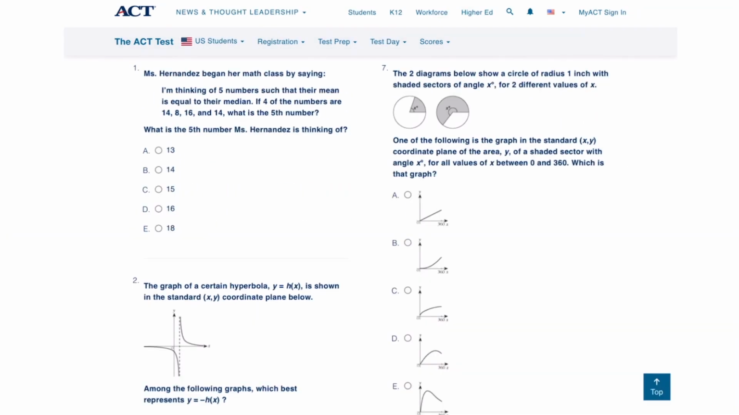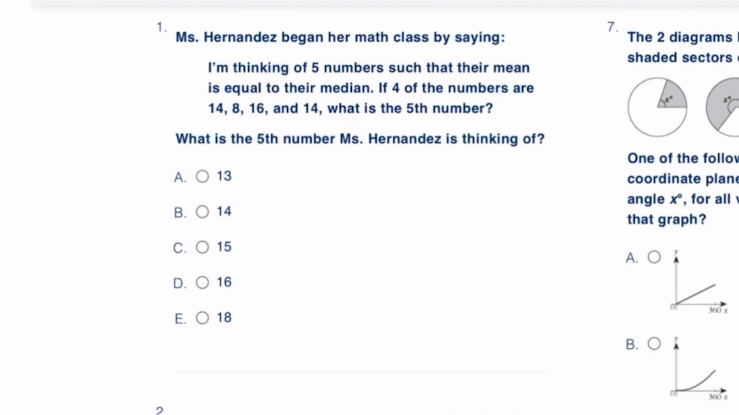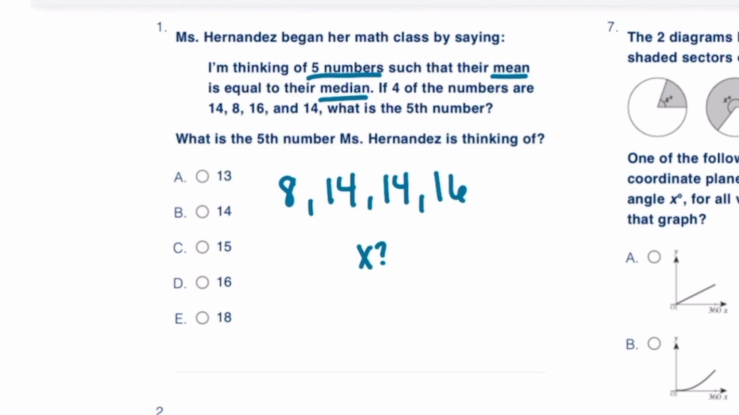Otherwise, keep watching. So for our first problem here, we're going to use some problem solving, and then we're going to use our average or mean formula. So they tell us there's 5 numbers and that our mean and median are the same. So I'm starting by listing the 4 numbers they gave us from least to greatest. Now we want to find out what that 5th number is.